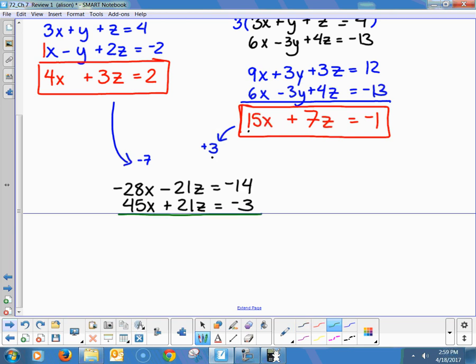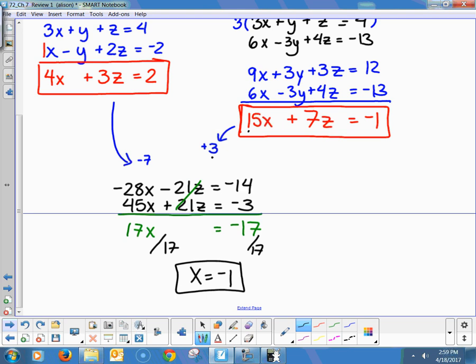Let's see. Negative 28 and positive 45 is 17, so the x terms add to 17x. These guys eliminate, and it equals, hallelujah, negative 17. So when we divide both sides by 17, we get x equals negative 1. Yay! x is negative 1.